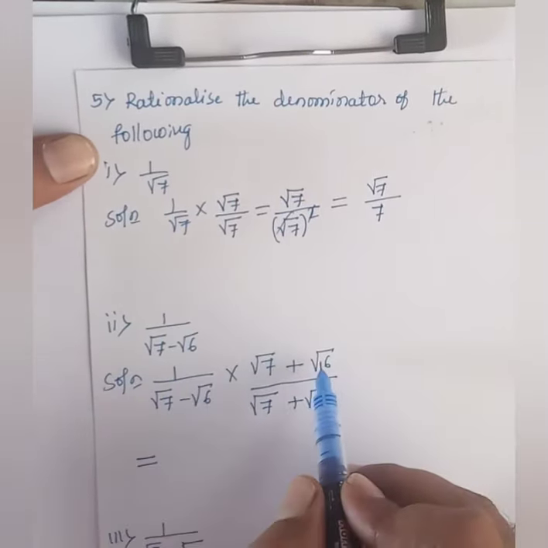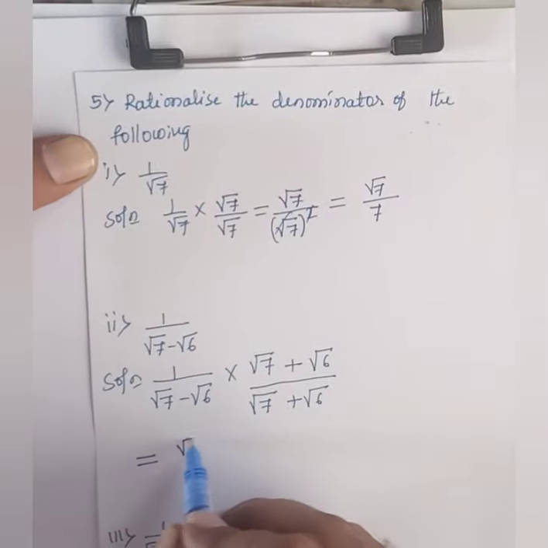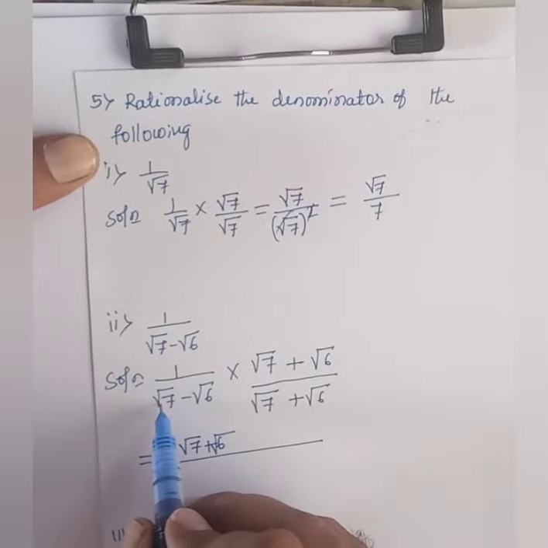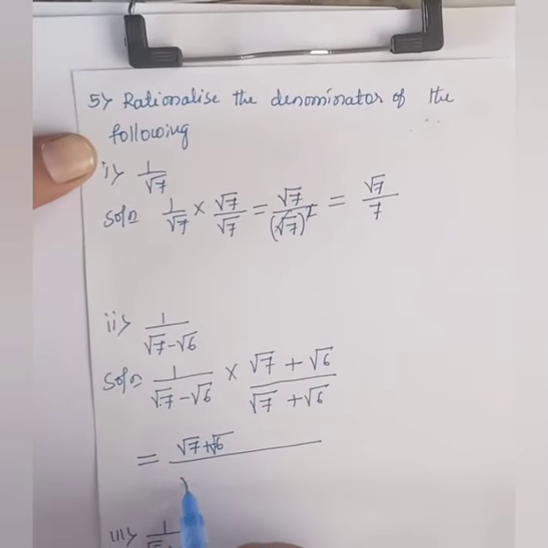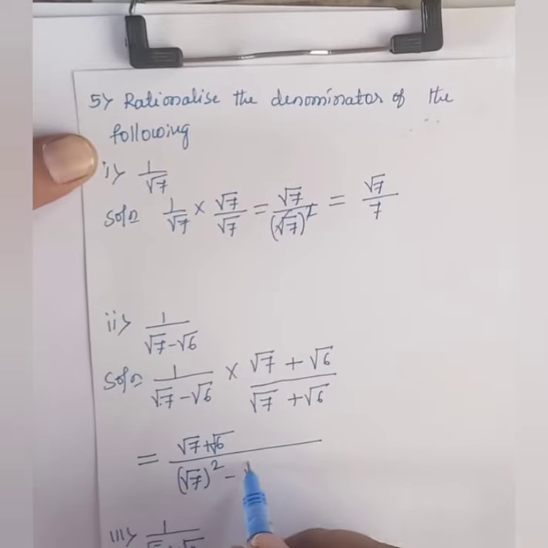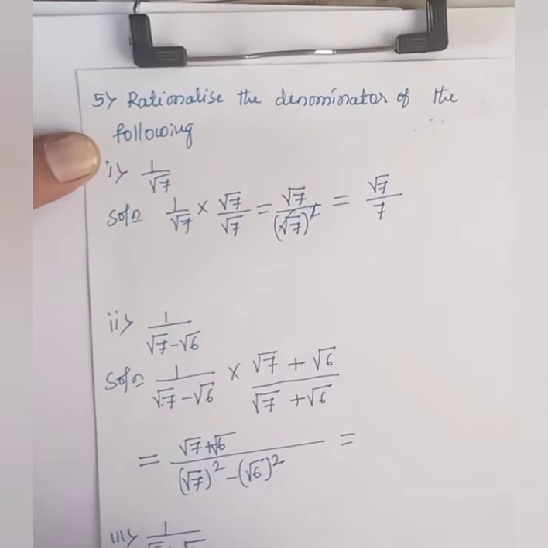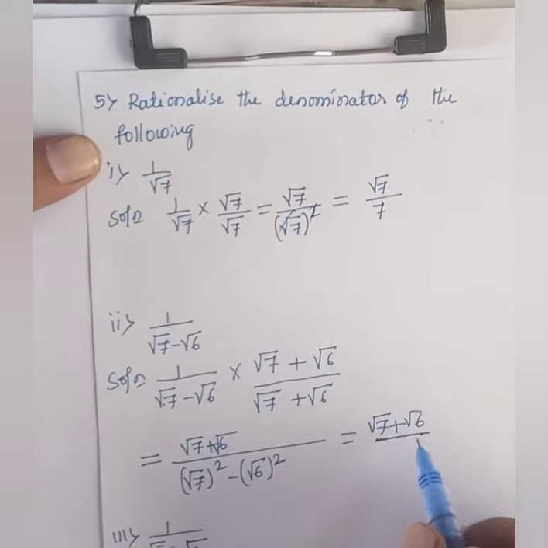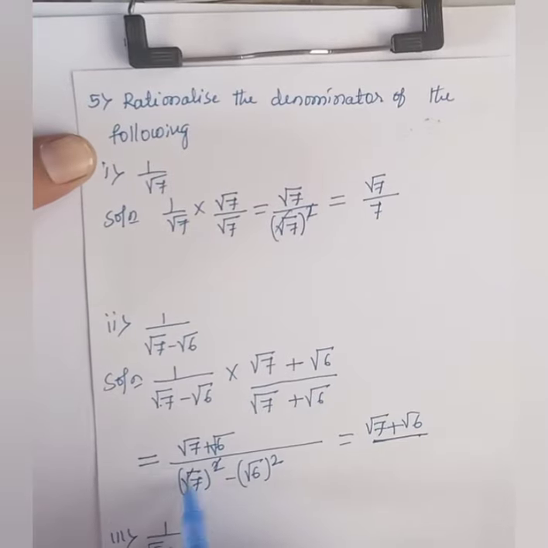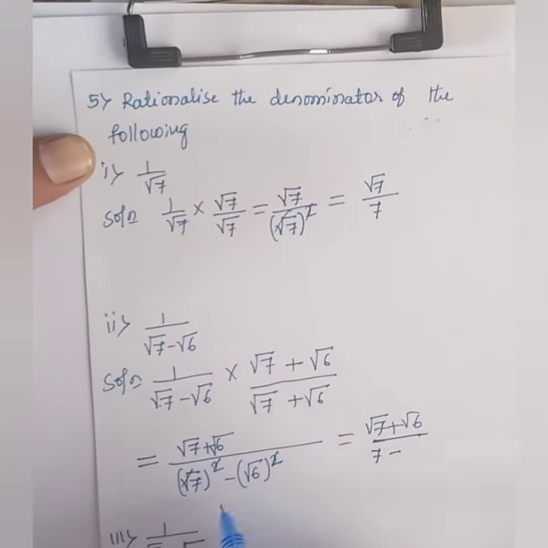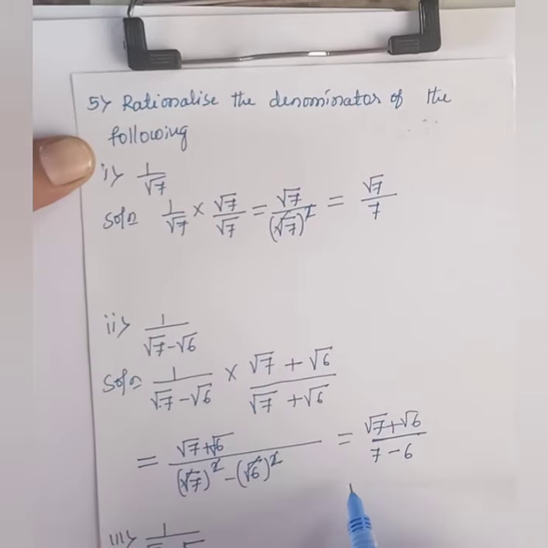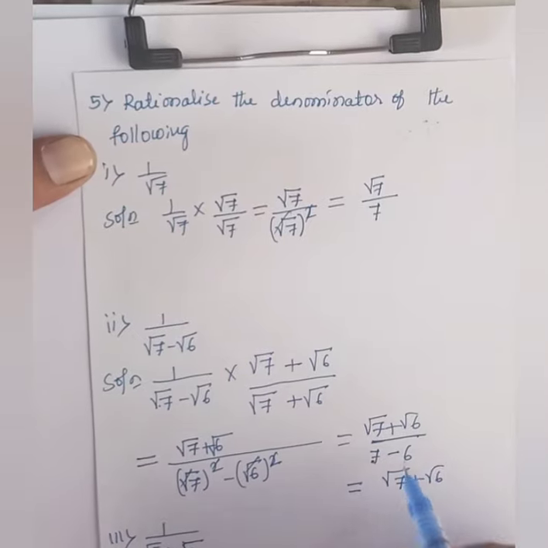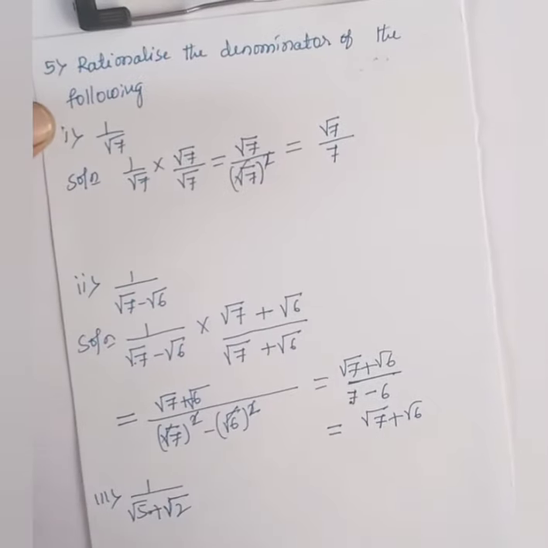Now multiply numerator with numerator, that is 1 into root 7 plus root 6, which is root 7 plus root 6 only. Denominator is in the form of a minus b into a plus b, that gives us a square minus b square. A is root 7, b is root 6 here. Root 7 plus root 6 is as it is, divided by root 7 whole square, the square and the root will get cancelled. 7 minus, again here also this will get cancelled, 7 minus 6. That gives us root 7 plus root 6 divided by 7 minus 6, which is nothing but what? 1. You may write it or leave it.